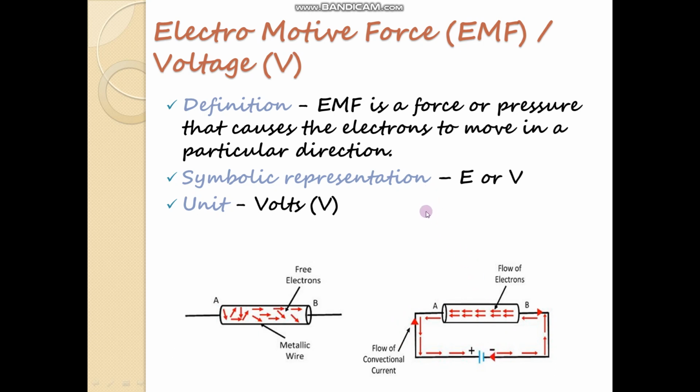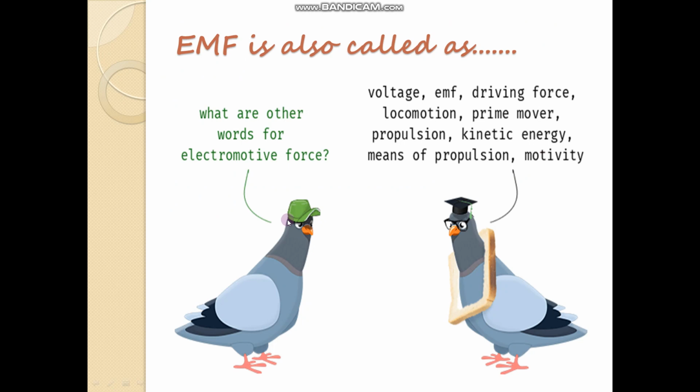So what is the voltage or EMF? EMF is a force or pressure which causes the electrons to move in one particular direction. Fine. What is the symbol for EMF and voltage? It's E or V and its unit is volts. Apart from the word EMF or voltage, it's also called the driving force, locomotion, prime mover, propulsion, kinetic energy, means of propulsion or motivity.